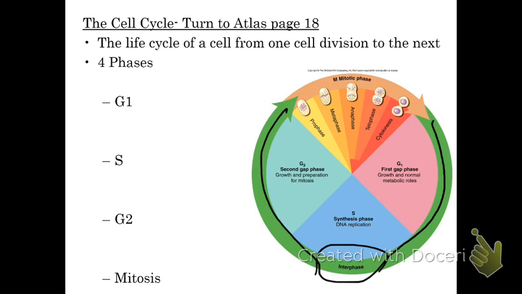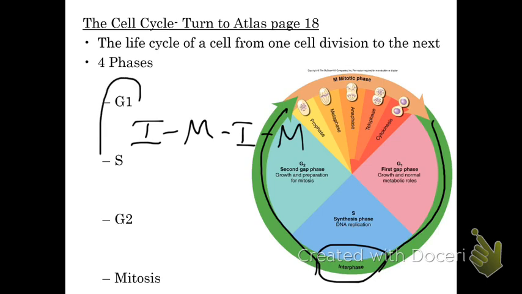So another way of thinking about the cell cycle is that it's interphase followed by mitosis. Interphase followed by mitosis. Okay. Remember, interphase would be the collection of G1, S, and G2. So as your cells go through their life, right, they're going through G1, S, G2, then going through mitosis where they form two new daughter cells, which then start their own G1 phase.